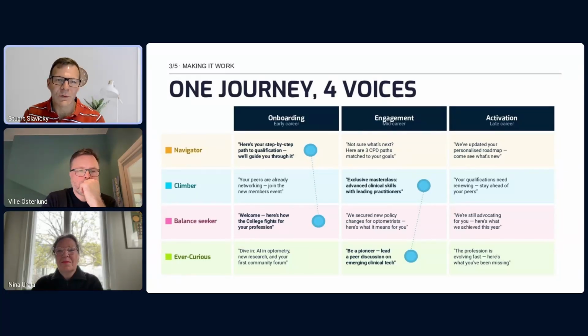Then if you're looking at someone we would describe as a climber, we're showing: this is the next route to the next level up. This is where you're going. You're incredibly determined, and you can keep moving forwards. Whereas with the ever curious, we want to lead with the opportunity for peer discussions, emerging tech, and all the latest of what is coming up in the optometry space.